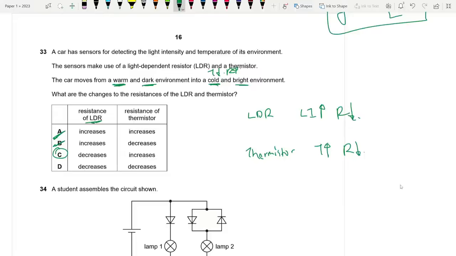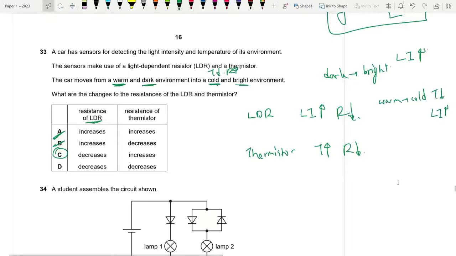So we went from dark to bright, so light intensity increased, and we went from warm to cold, temperature decreased. That's the logic.